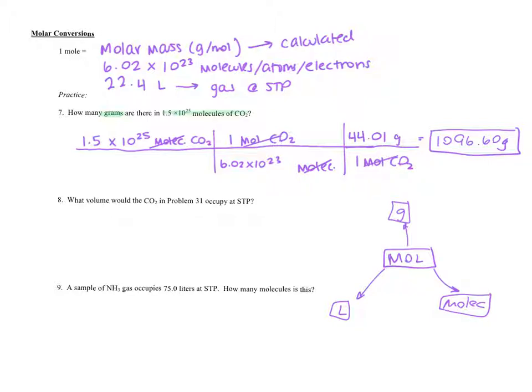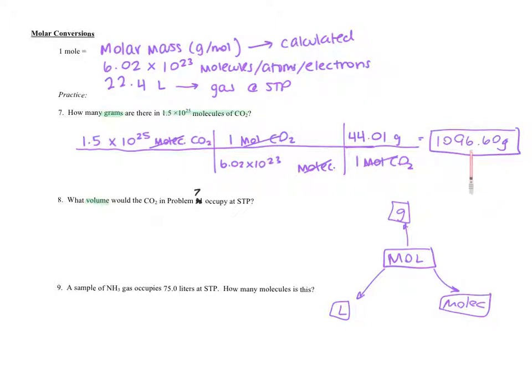Okay, so the next thing, I'm going to go to the next problem. We're going to highlight first. It says, what volume would CO2 in problem 31 occupy at STP? Now again, a little bit of a boo-boo. This should say in problem number 7, so it's talking about the previous problem. So it's asking now, what volume would this amount that we just talked about, the 1.5 times 10 to the 25th molecules, occupy? Now you do have two options. You can pick either this starting number or this starting number.